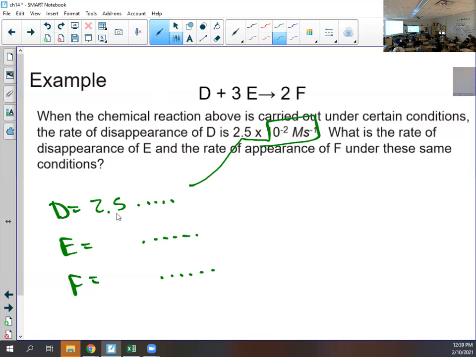All right, so if D is 2.5, E is how many times 2.5? 3. So that is 7.5 times 10 to the negative 2 molarities per second.